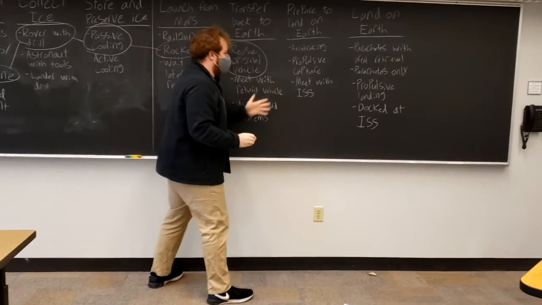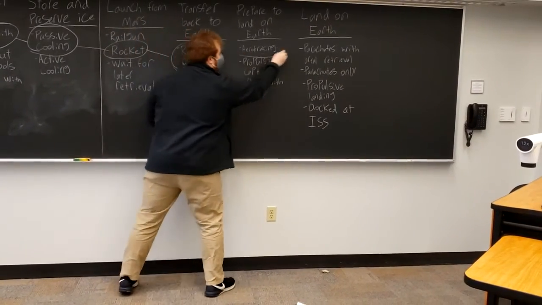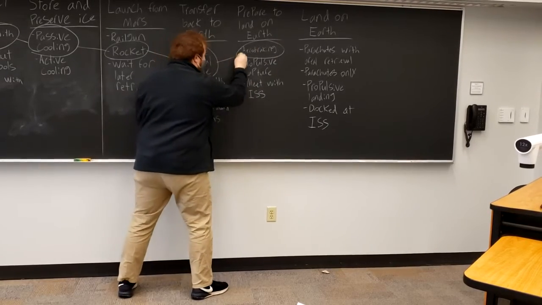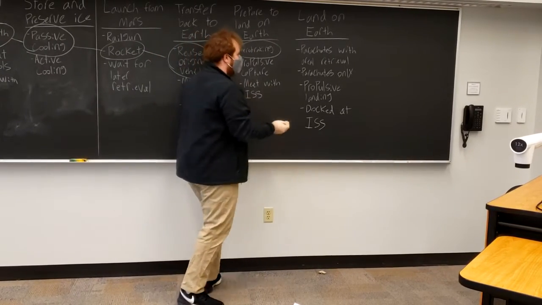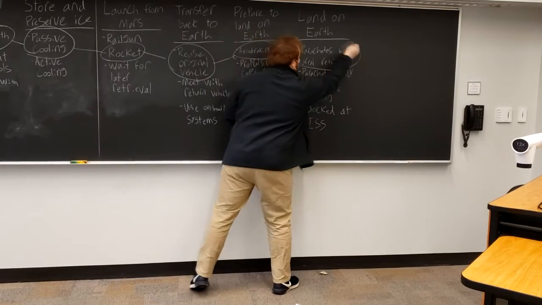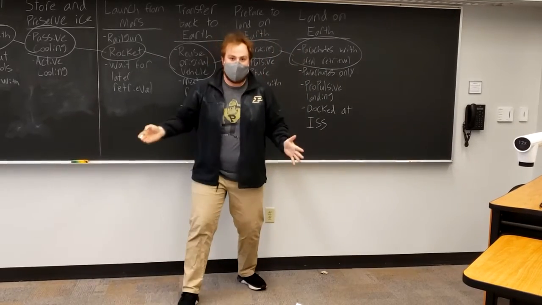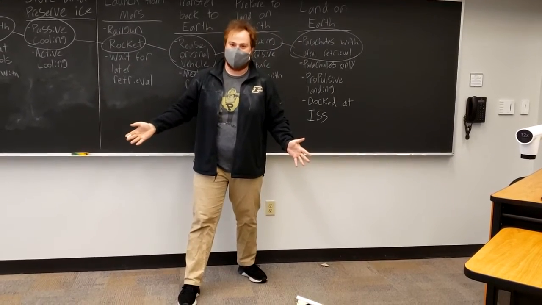Then we've got to prepare to land on Earth. And then we'll probably use aerobraking again. That seems a very NASA thing to do, you know. Connect it. And then once we finally get to Earth, we're just going to use the parachutes with an aerial retrieval system. And there we go. Simple as that. We have a design.